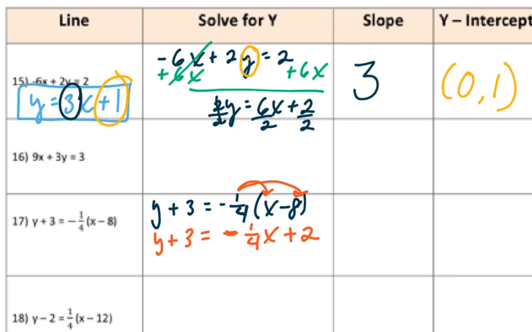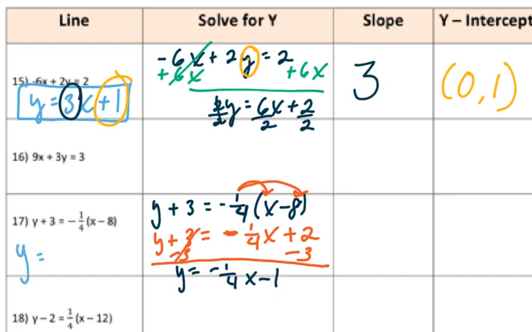So now last step, y is almost alone. I need to move my constant. So I subtract 3 from both sides. When I subtract 3, I subtract it from the number. So that leaves me with y equals negative 1/4 x minus 1. That is in fact slope-intercept form.